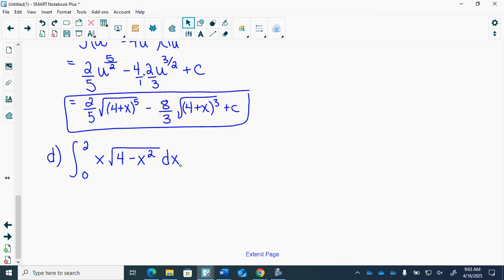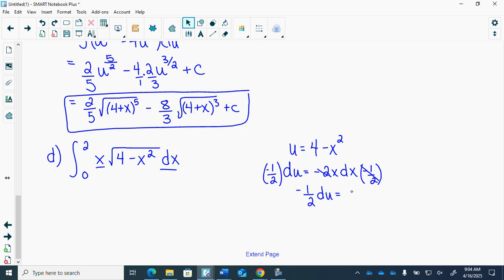What would we make be u? 4 minus x squared, maybe? Try it out. So u equals 4 minus x squared, and then du equals, 4 goes away, negative 2x dx. And I need to replace the x dx, so I multiply by negative a half, or divide by negative 2. So I get negative a half du equals x dx.